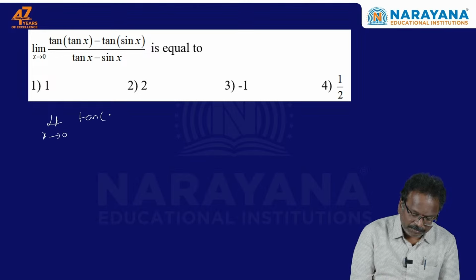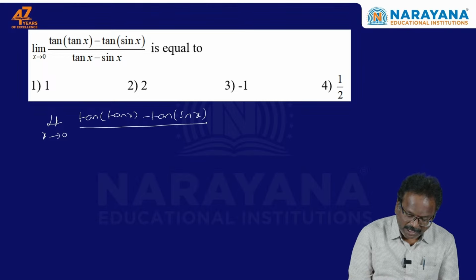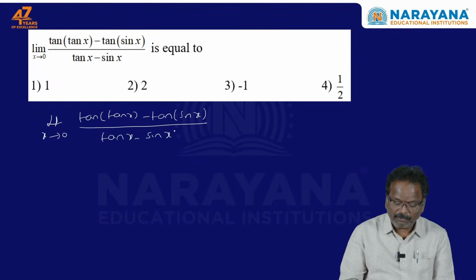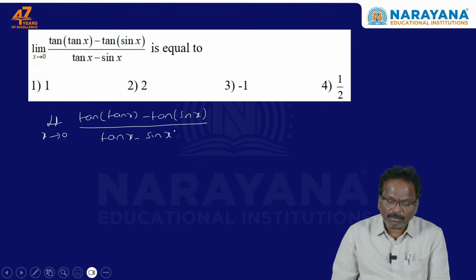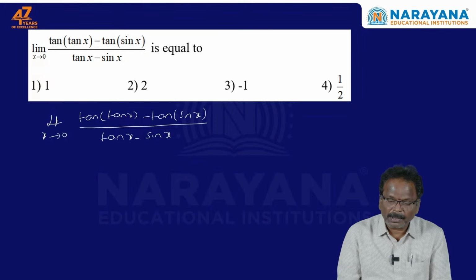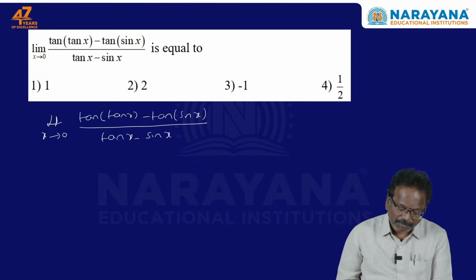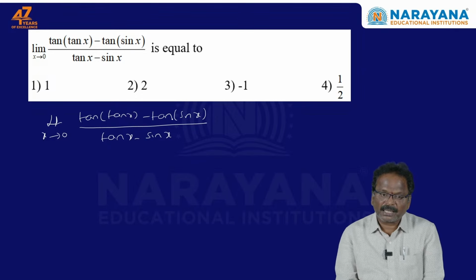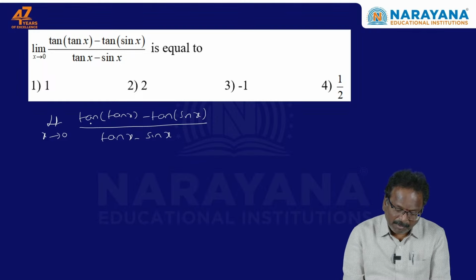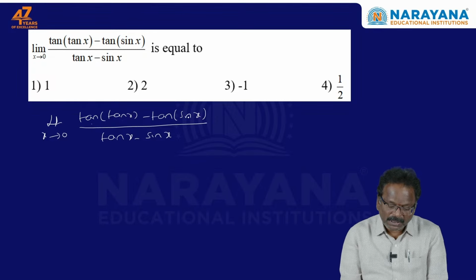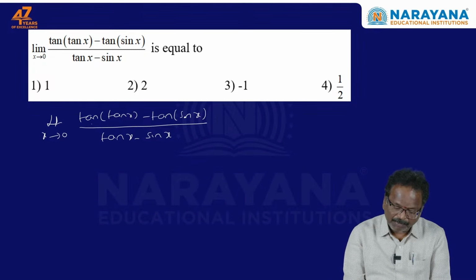Limit of (tan(tan x) minus tan(sin x)) by (tan x minus sin x). If you substitute x equal to 0, this will become 0 by 0. To simplify this, look at tan(tan x) minus tan(sin x). Clearly, this is in the form of tan A minus tan B.